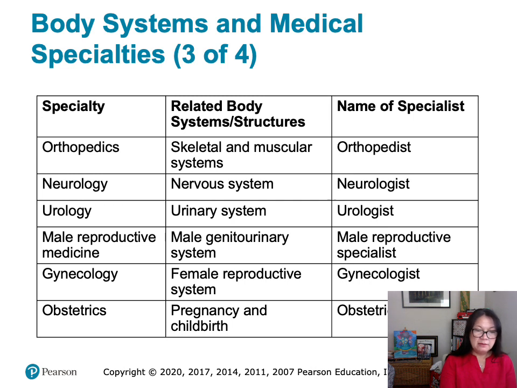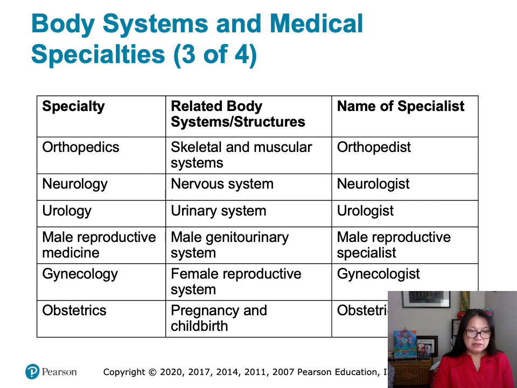Hearing a common thread there? Male reproductive medicine is a medical specialty that deals with the male genitourinary system. The system consists of the scrotum, testes, prostate gland, penile urethra, penis, and related structures. A male reproductive specialist is a physician who specializes in male reproductive medicine. Some urologists also treat male patients with reproductive issues.